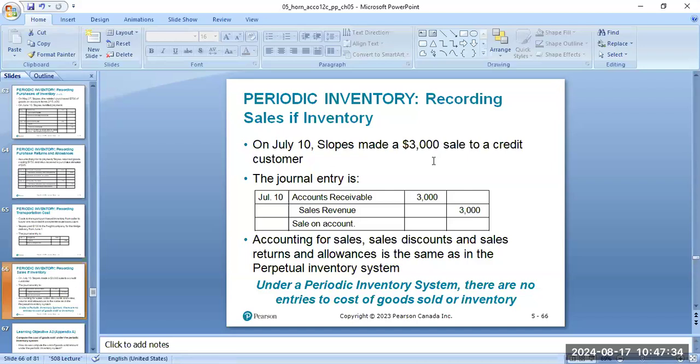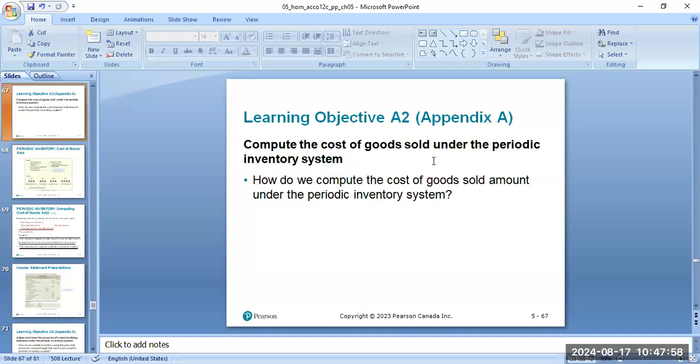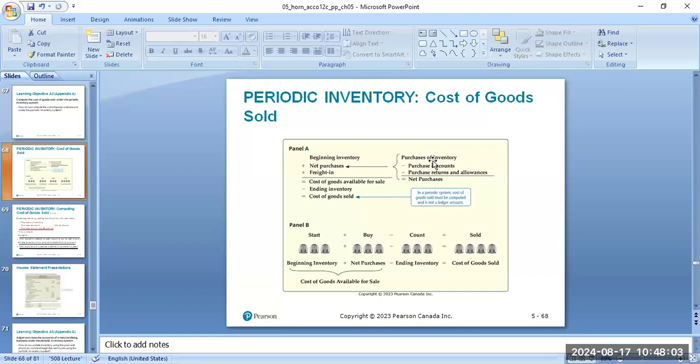So once we make $3,000 in sales on credit to customers, we're going to debit accounts receivable for $3,000 and credit sales revenue for $3,000. Again, cost of goods sold would not be involved at this point. How are we going to compute cost of goods sold? The way I told you a few seconds ago.